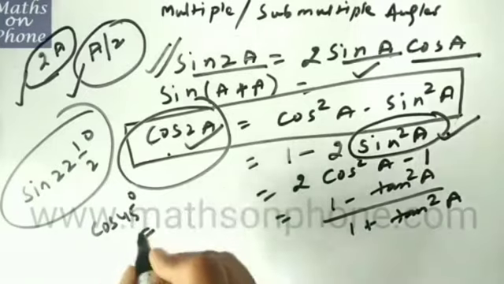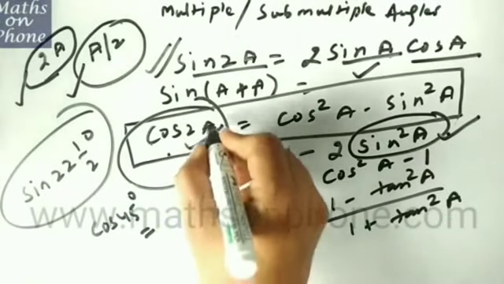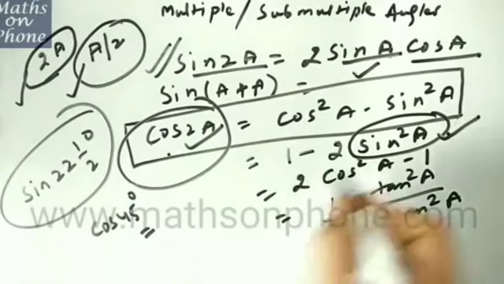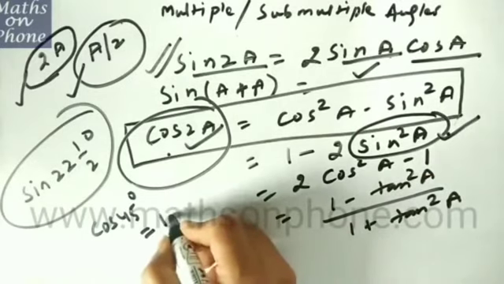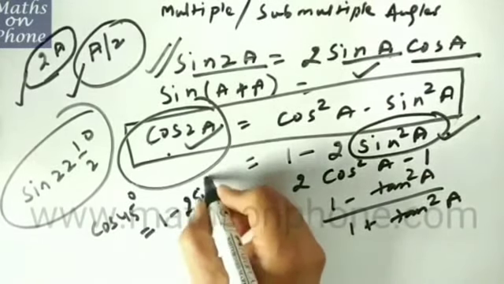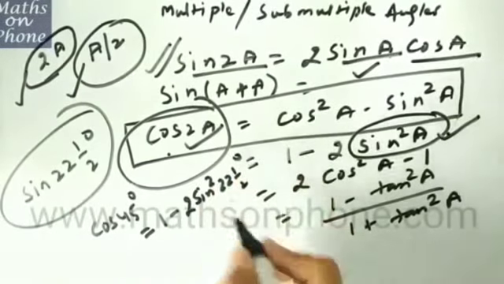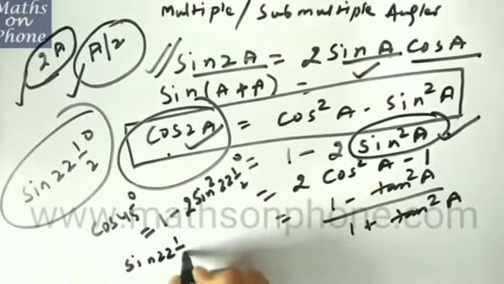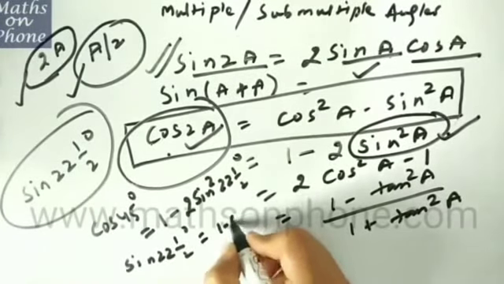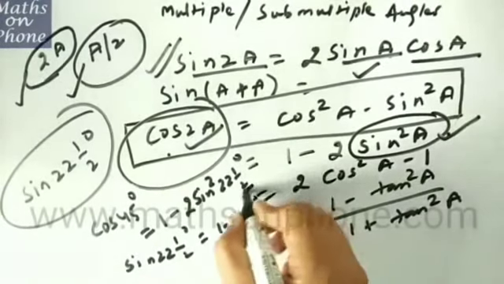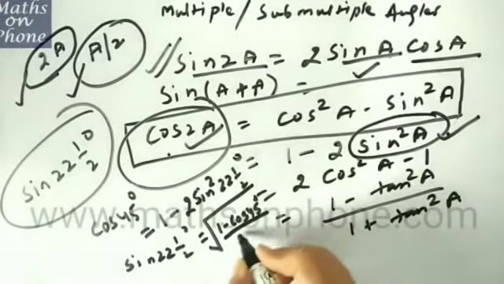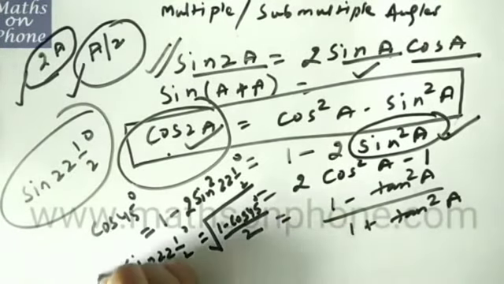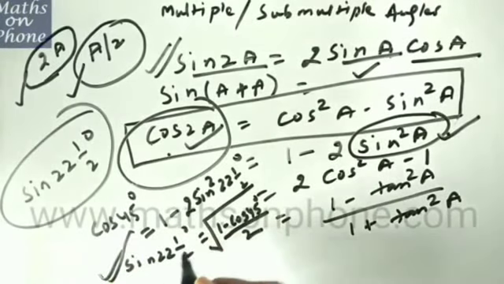So 45 degree is known. If you put A equal to 22.5, this is going to be cos 45, which is known. I need to find the unknown thing. So I'll write this as 1 minus 2 sine square 22.5 degree. So I'll make sine 22.5 degree the subject. What will it come out to be? You see, this is the square root of 1 minus cos 45 degree, whole thing divided by 2. Now you know the value of cos 45 degree. You put it here. You will easily get the value of sine 22.5 degree.